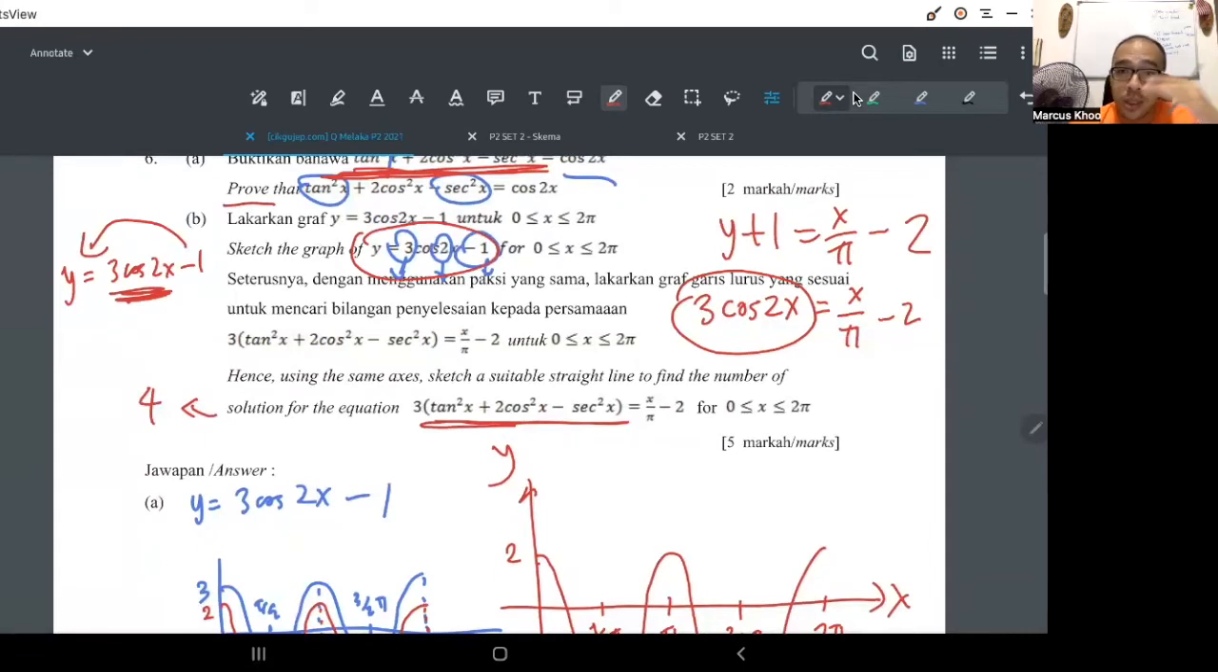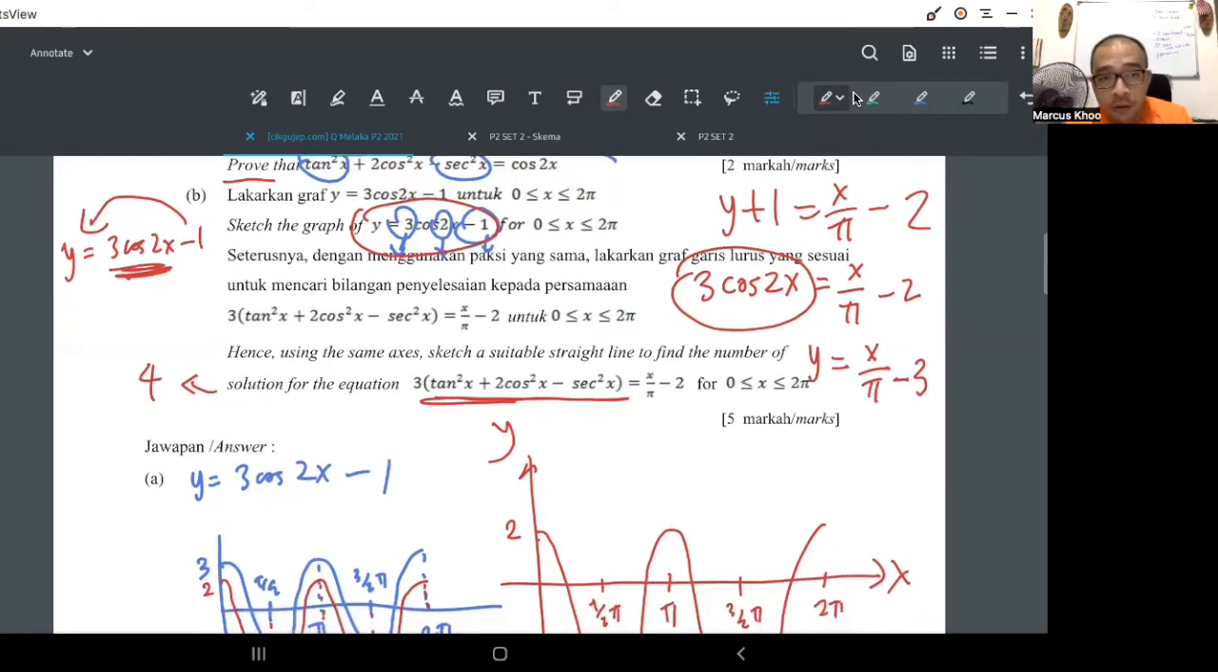Okay, so you see, everything is in play. So the A question actually, most of the times, dia ada kaitan dengan the B question. And so the straight line that you want to draw is y equals x over pi minus 3. Okay, that's the one that you need to draw. Now I'm going to leave you to draw this, but I'm just telling you that there will be 4 solutions altogether. The equation is y equals x over pi minus 3.